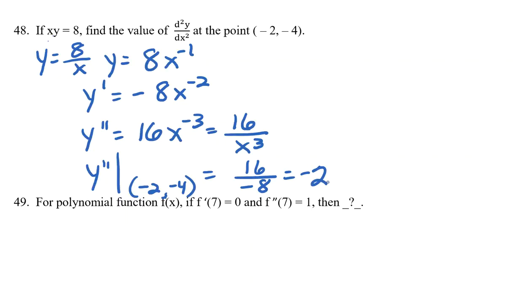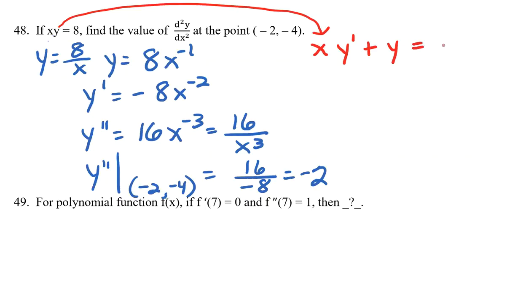Let's try that using the product rule method. Using the product rule, starting over again from scratch, we would have the first times the derivative of y, which would be 1, y prime as the chain rule, plus y times the derivative of the first term x, which is just 1, equals the derivative of 8, which would be 0. So here I could move the y to the other side and divide by x.